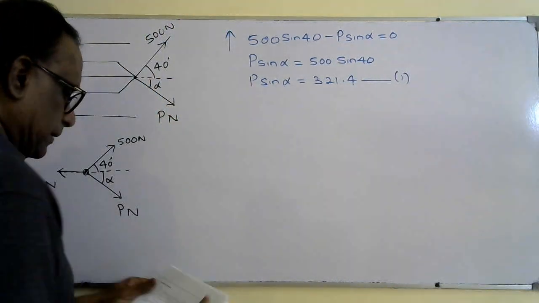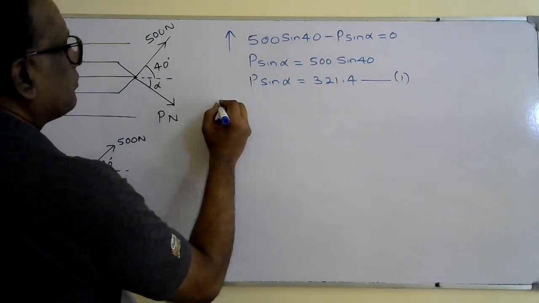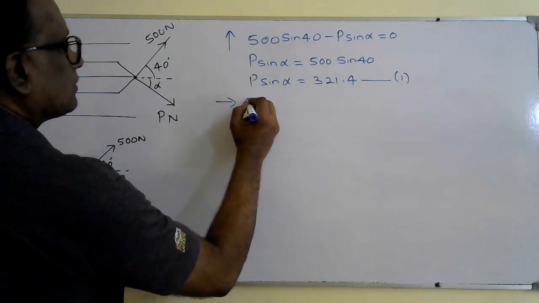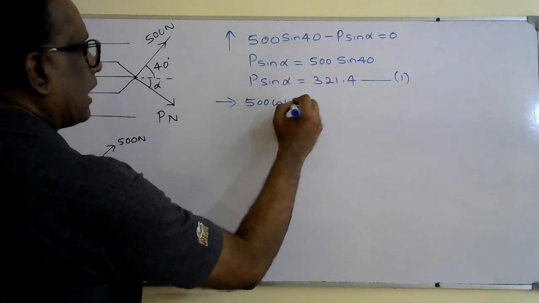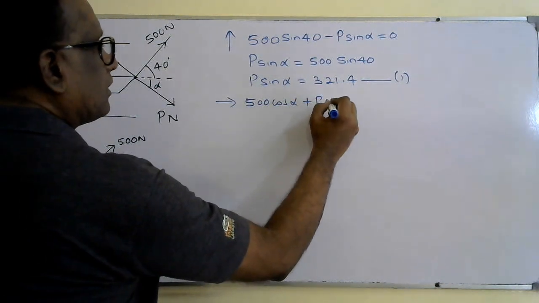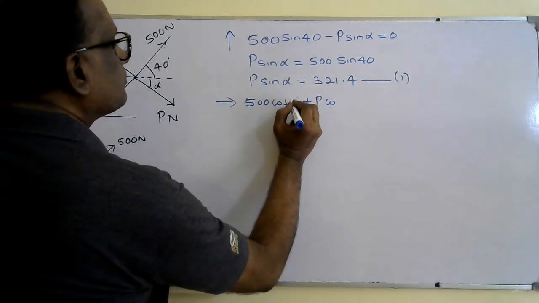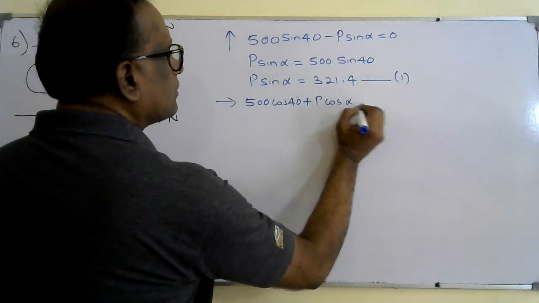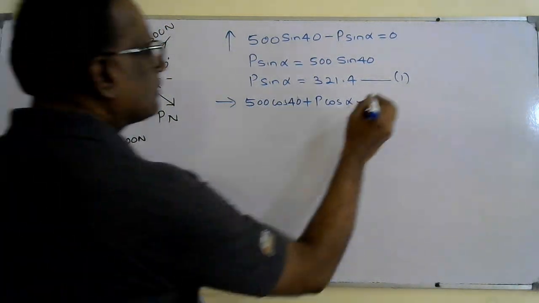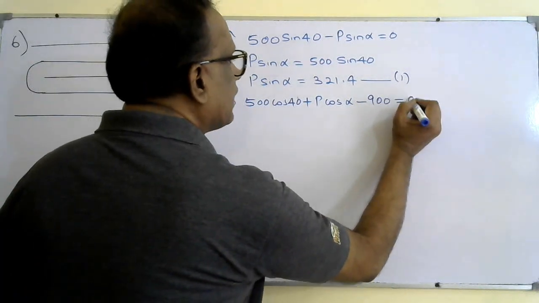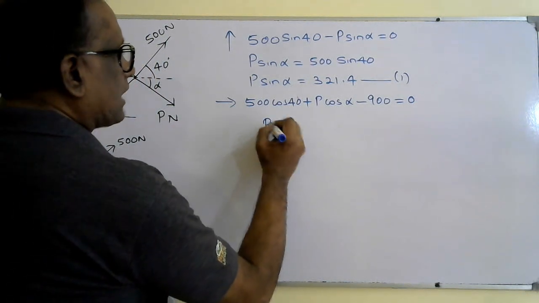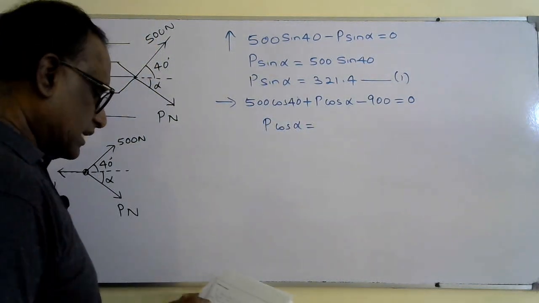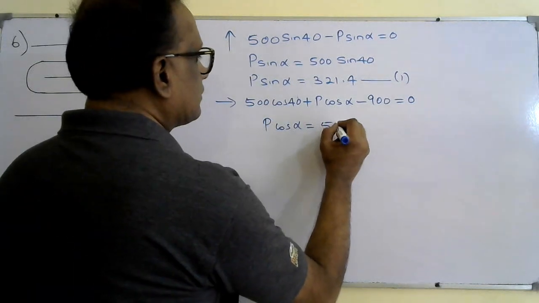We'll resolve horizontally. That also the resultant force is 0. That is 500 cos 40 plus P cos alpha minus 900 equals 0. So solve it. Take the 500 cos 40 to the right, take the 900 also to the right. P cos alpha will be equal to 517.